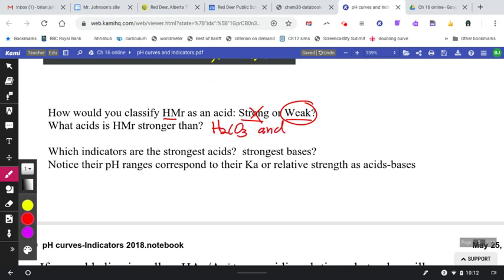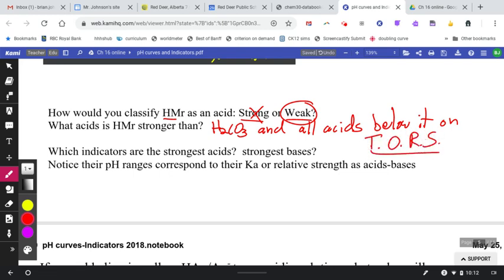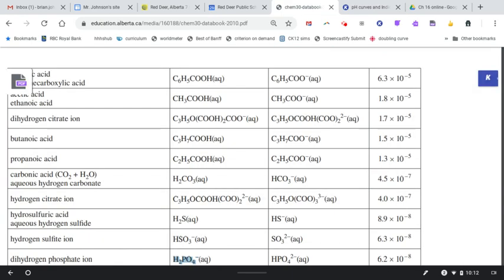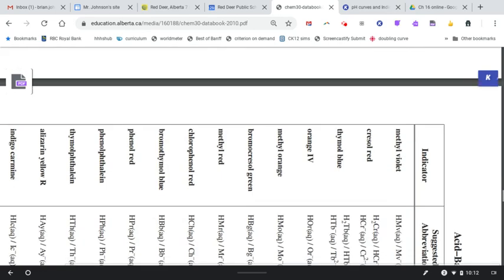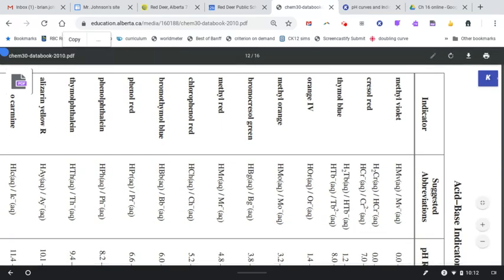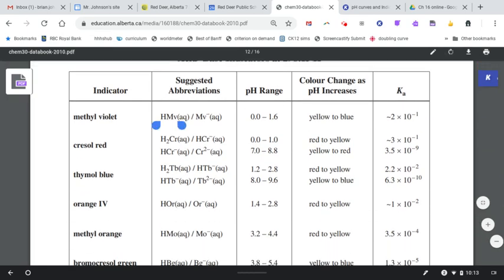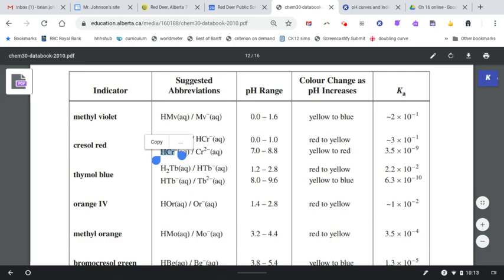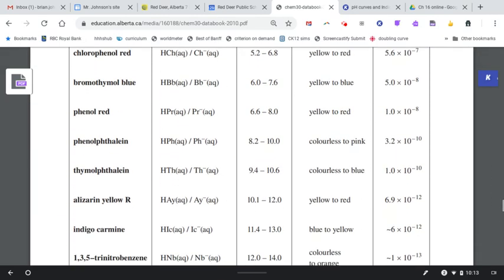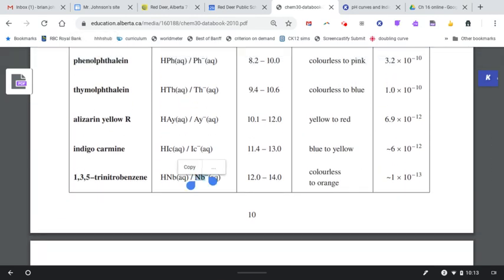Stronger than H2CO3 and all acids below it. On the table of relative strengths, which indicators are the strongest acids and which ones are the strongest bases? Okay, so I think we did this already. Just flip that around. Yes, we did. So these are our strongest acids, and way down here are our strongest bases.